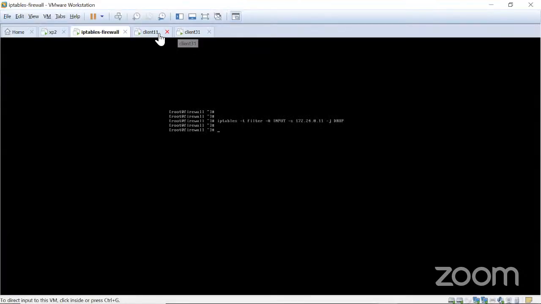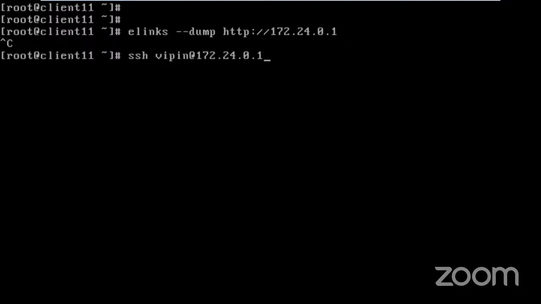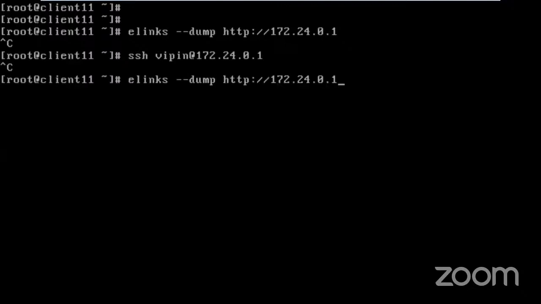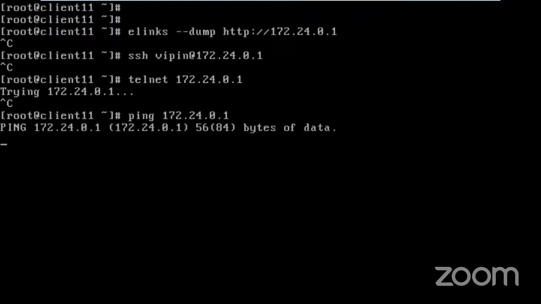Now let us check what is going to happen. I will go to the 11 system. From the 11 system, I will try to do elinks. It is not going to work. We try SSH. It is not working. And telnet. That means it has blocked the traffic from the 11 system. Let us check with ping also. It is not working.